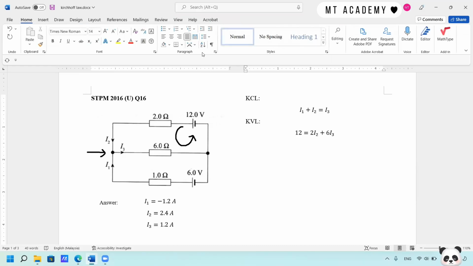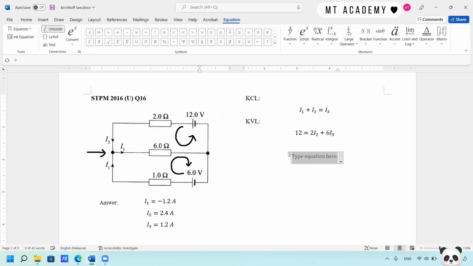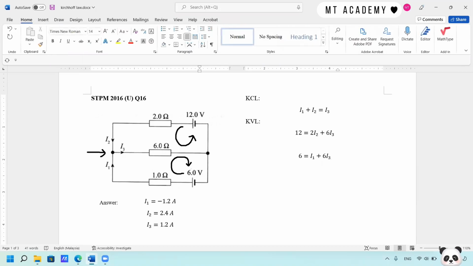And then we're going to draw the second loop. I would suggest a clockwise direction because it flows out from the positive terminal of the 6-volt battery. So here we have positive 6 equals 1 I1, since it follows the direction of the loop, plus 6 I3, also following the direction of the loop. Either positive or negative, I have mentioned how we can use it in the previous video. So make sure you understand and apply it in the question.